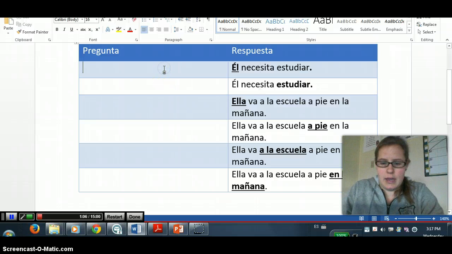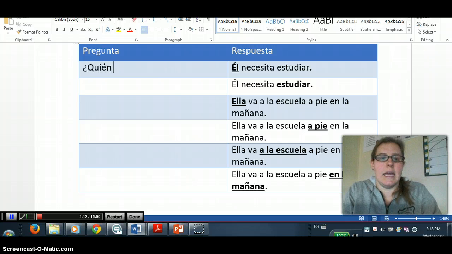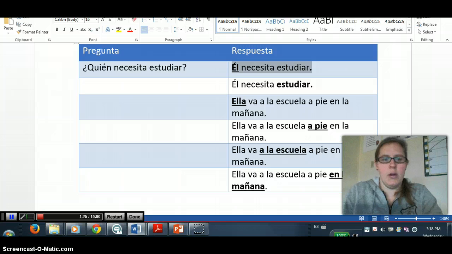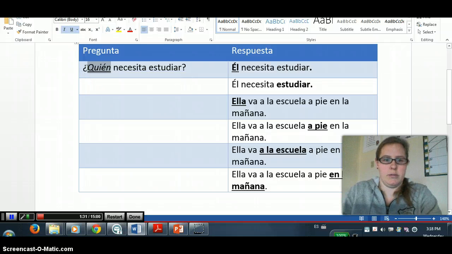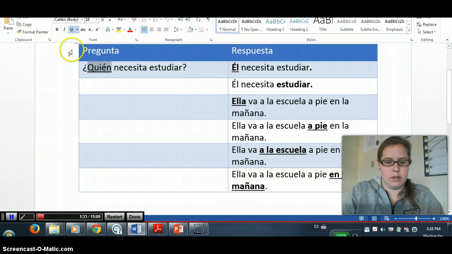So I'm going to say, for my inverted question mark as always, ¿quién? And then the answer was he needs to study. So my question should be who needs to study? ¿Quién necesita estudiar? Done. Who needs to study? He needs to study. And I'm going to underline my question word and make sure that the underlined stuff matches. Okay? Sorry, that didn't get bold.